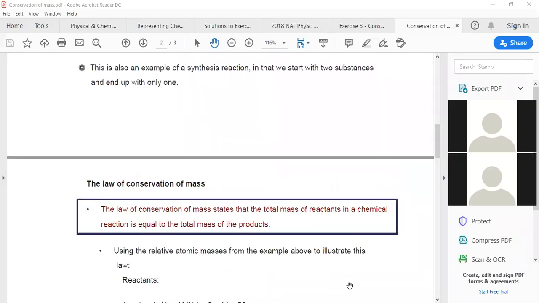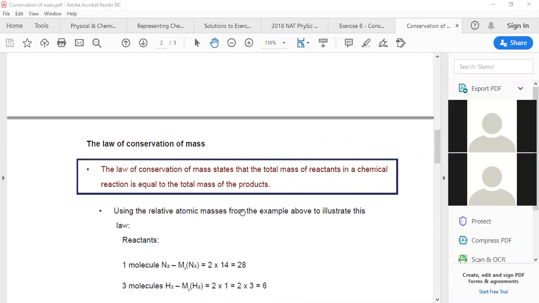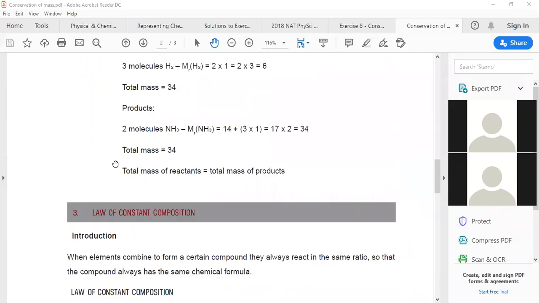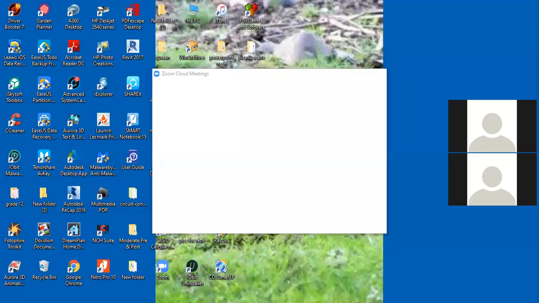Can you hear me? Law of conservation of mass. Did you get this one? Zinedine. Okay, let me continue then.